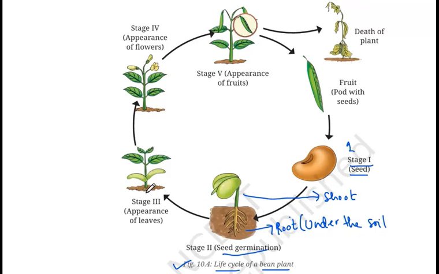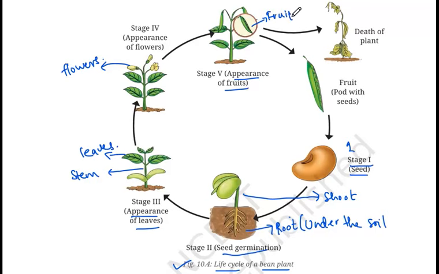Now the shoot in stage 3 develops into stem and leaves. So this is the third stage in which the leaves appear. Then in the fourth stage you will observe that flowers come out. So in the fourth stage we see the appearance of flowers. Now in the fifth stage you will see the appearance of fruit. So we took a bean seed, so there will be beans coming out of the plant. You can see the fruit over here.